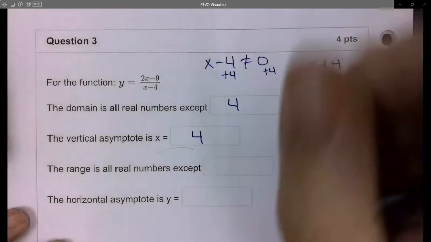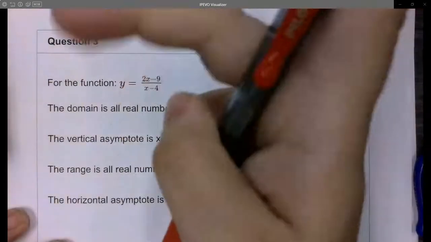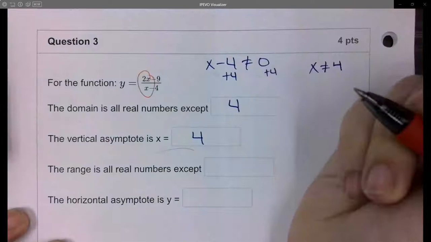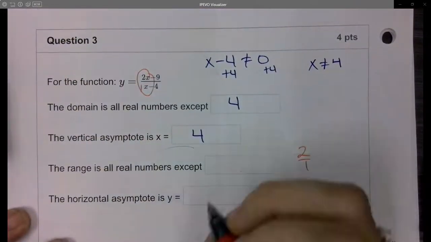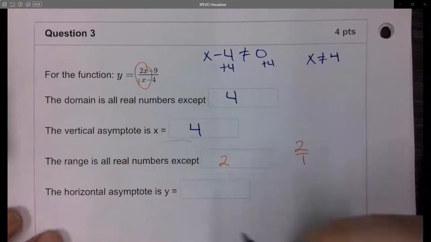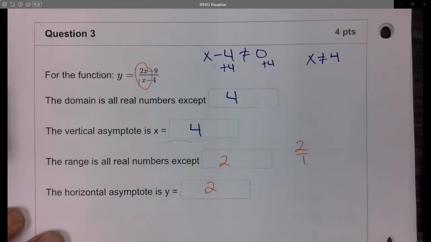To get my range, I want to take my coefficients in this fraction. So I have a 2 and this is a 1, and divide those. 2 divided by 1 just gets me 2, which is going to be the same for my answer for my horizontal asymptote.